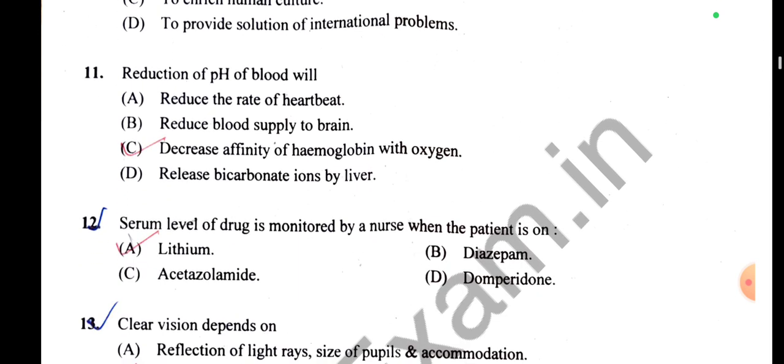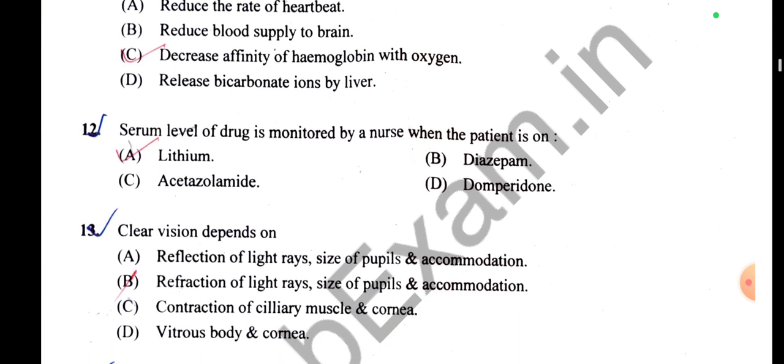Next, reduction of pH of blood will, answer হবে decrease affinity of hemoglobin with oxygen. Reduction of pH of blood will decrease affinity of hemoglobin with oxygen.